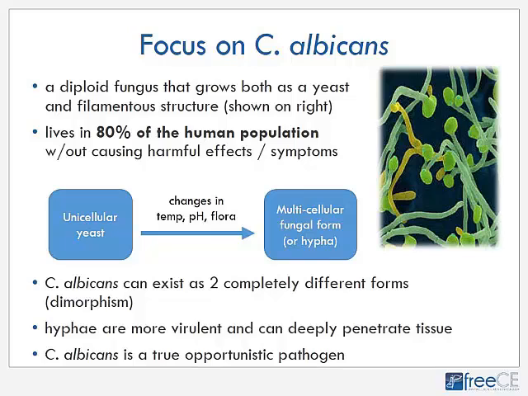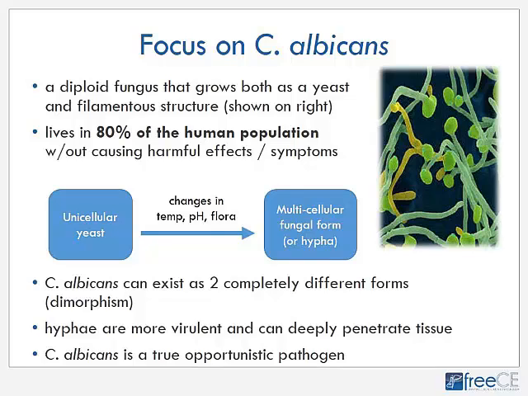It lives in approximately 80% of the human population, particularly in the GI tract, and it normally causes no harmful effects or noticeable symptoms. To infect the host tissue and the mucous membranes, the usual unicellular yeast-like form reacts to various environmental cues, such as changes in temperature, changes in pH, particularly a lowering of the pH, and changing in other flora and fauna, for example, the bacterial species. And this unicellular yeast-like form then switches or changes into an invasive multicellular fungal form, typically called a hypha.